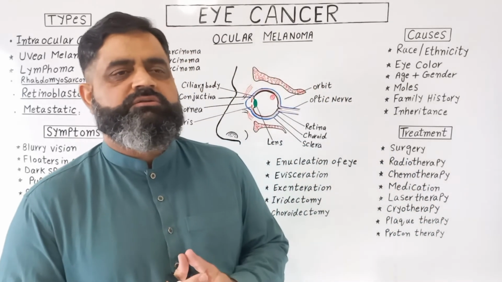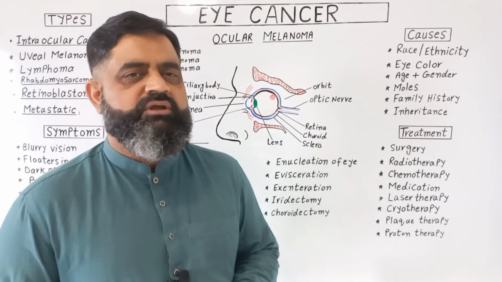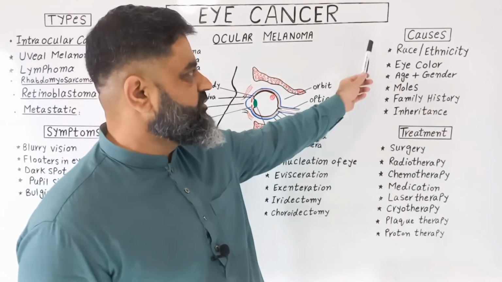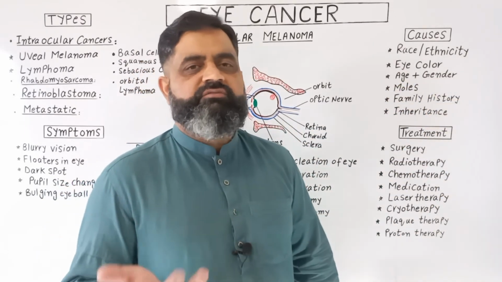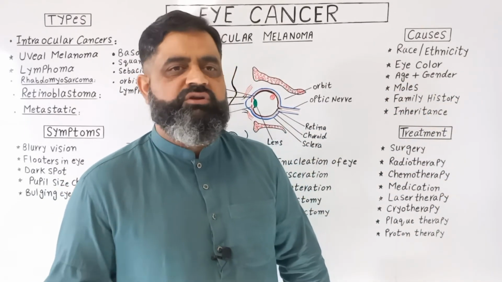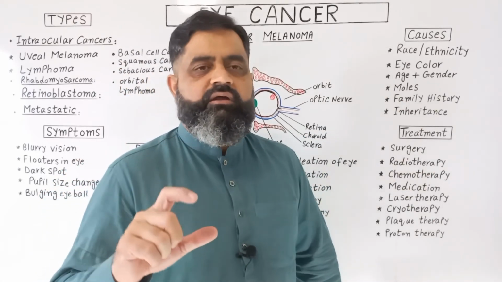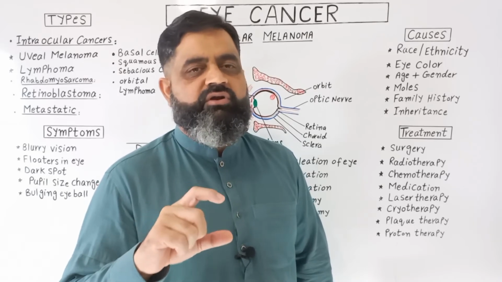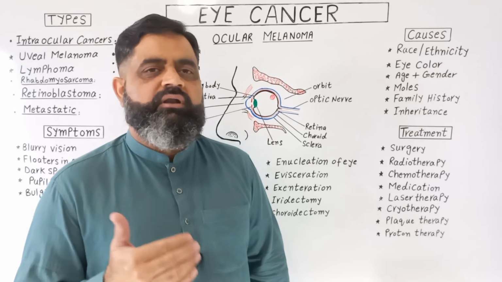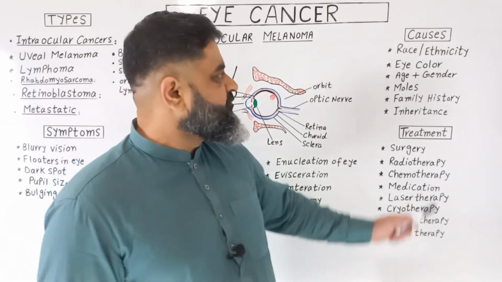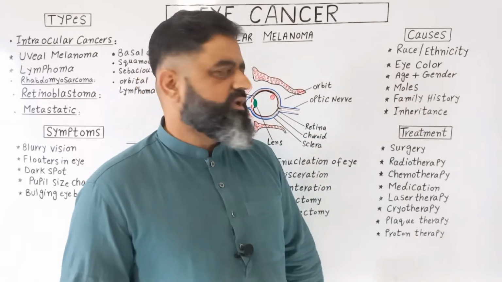So what are the main causes of cancer? There are many different causes depending upon the location and the type of the person, but the most common causes are race and ethnicity. Different people living in different areas, African, Hispanic, Asian, could have different ratios of cancer. Eye color, lighter eye color like gray or light green or light blue, has more chances of getting cancer as compared to dark colored eyes. Age and gender also depend upon the cancer.